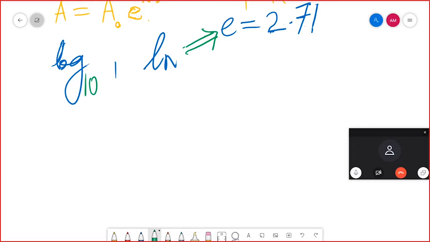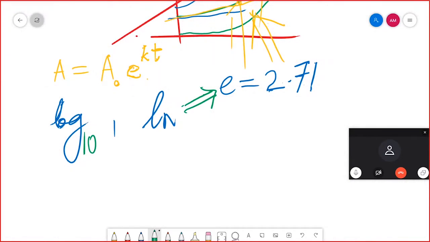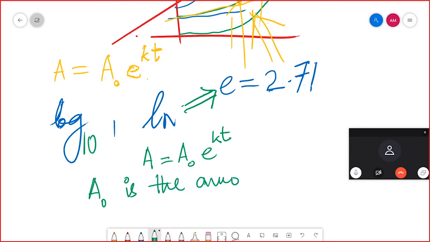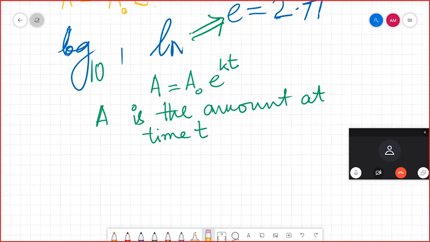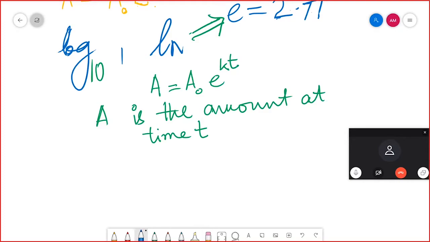So we have seen this formula. The question is, what is A naught? A is equal to A naught e raised to the power kt. A is the amount at time t, while A naught is the initial amount. Do you understand this?